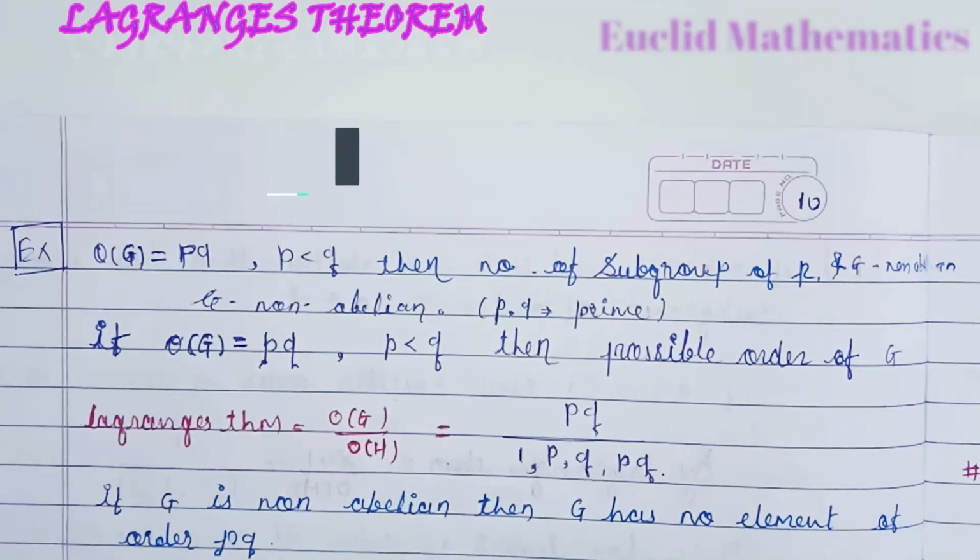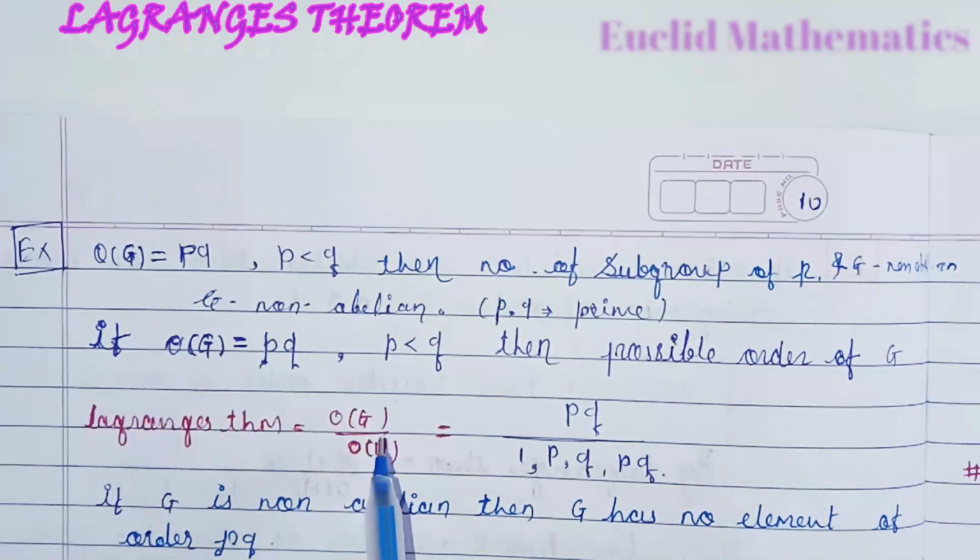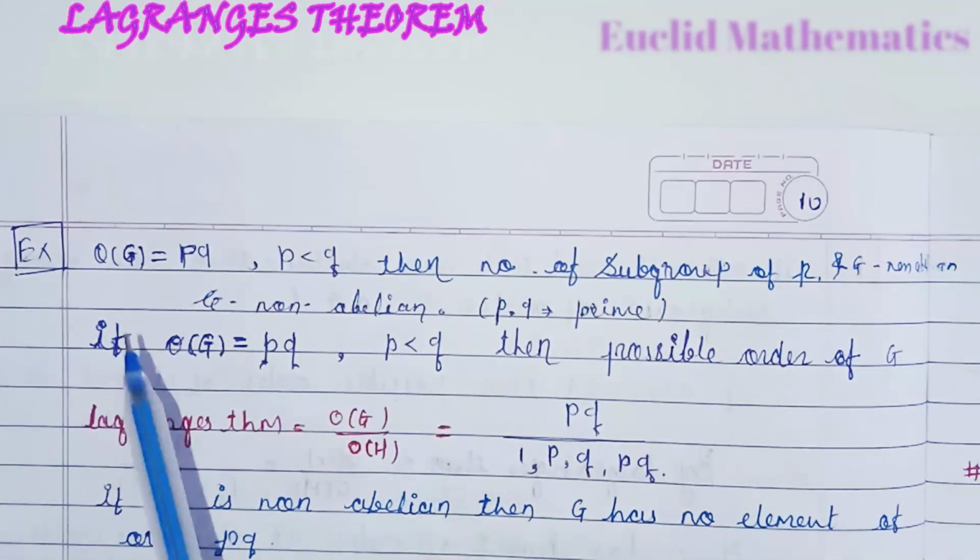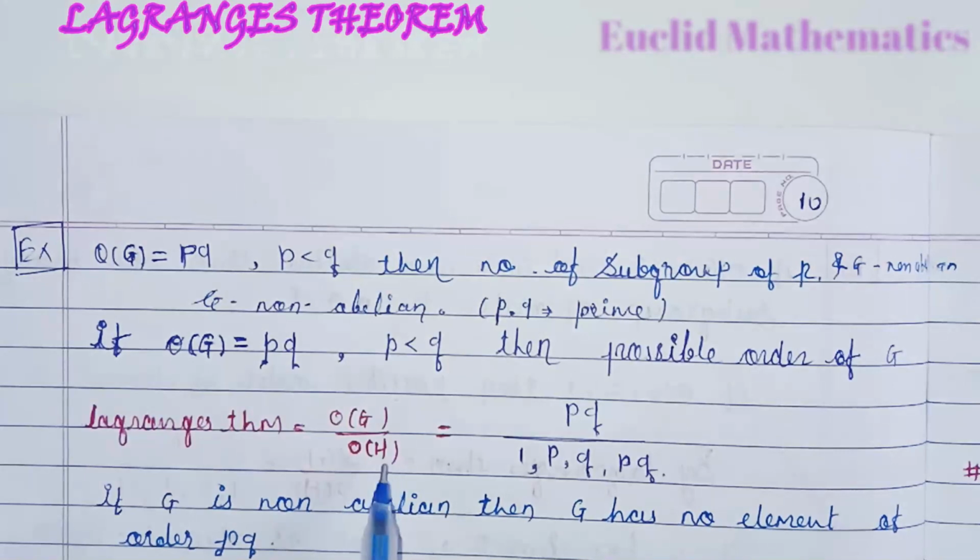For the orders of elements, by using Lagrange's theorem we can guess which orders are possible in our group. By Lagrange's theorem, the order of a subgroup divides the order of the group. The order of G is P multiplied by Q, which is given in the example. So which numbers divide the order of the group PQ?